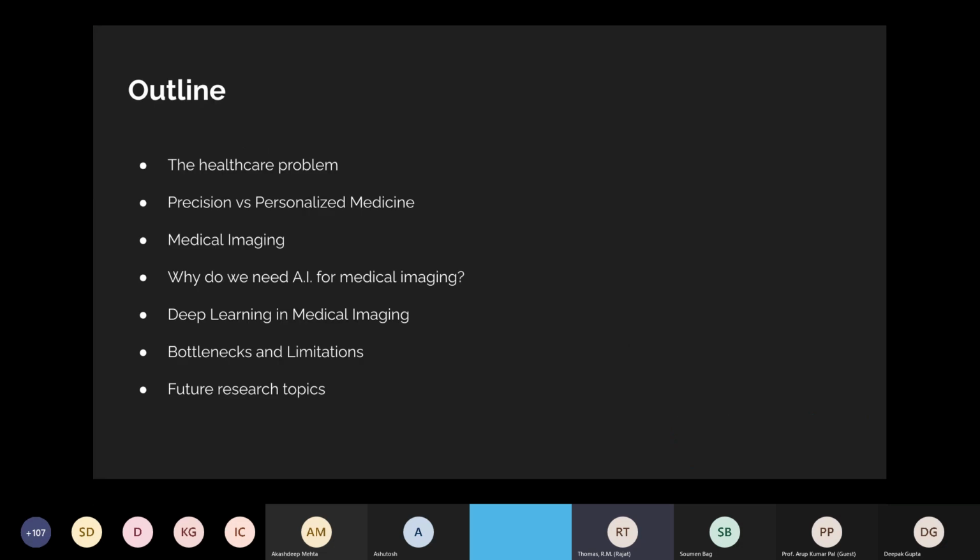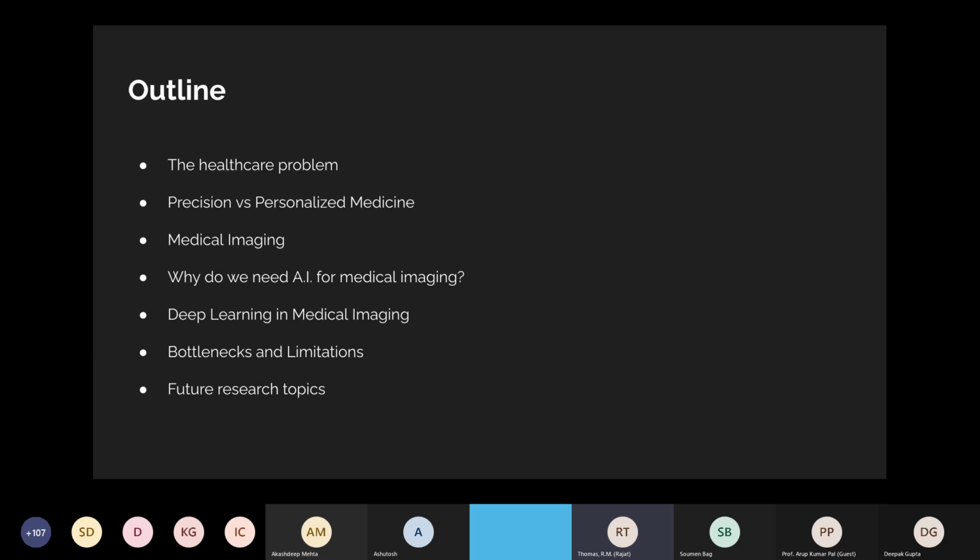So this is kind of the outline of the talk that I have. I'll talk to you about what I consider is the healthcare problem. There are a lot of problems. I'm going to talk about the problem from a biological perspective, and I will try to discuss with you what I mean by precision and personalized medicine and where we should go with this. Then I'll talk to you a bit about medical imaging. I'm not entirely sure about the background of all of you. Some of you might have heard of or have some experience with medical imaging, some of you not.